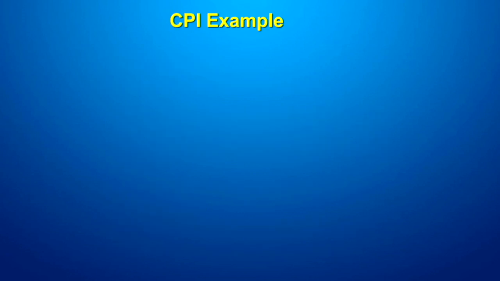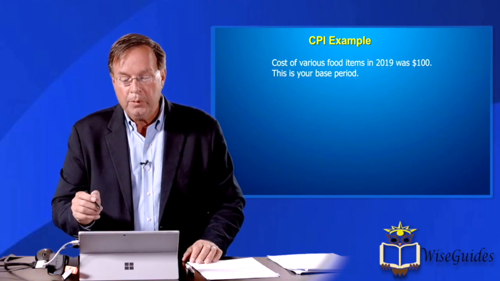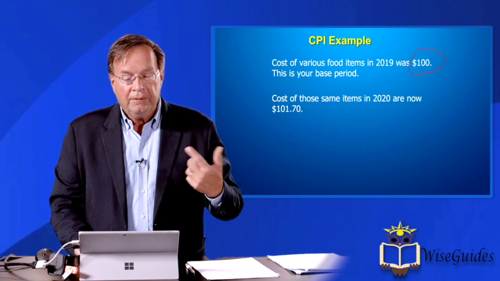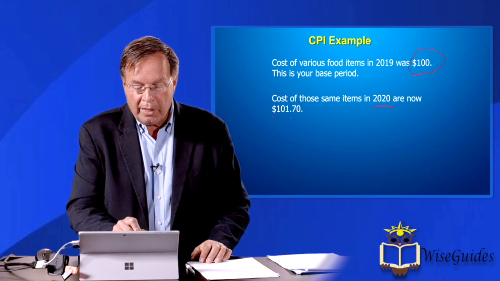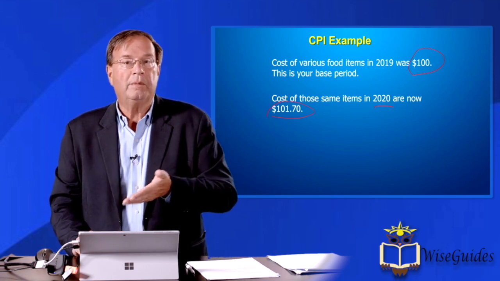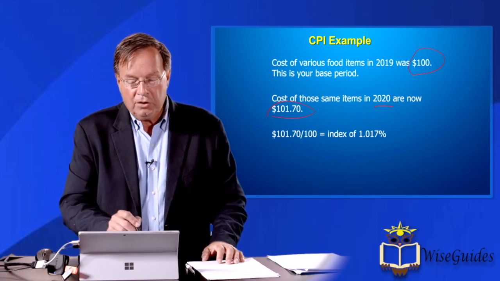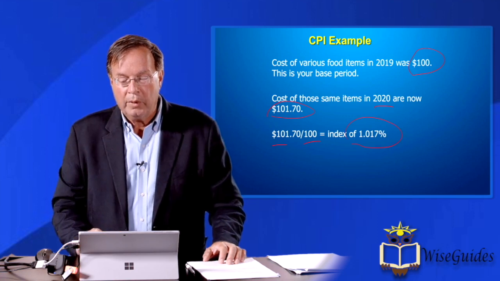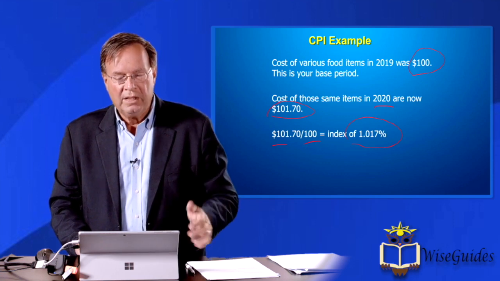And what I want to give you is an example of how this works, and these are make-believe numbers, but it gives you a sense that if you went out in 2019, you bought a bunch of stuff, you bought a bunch of food, and that food cost you $100, that would be considered to be your base period. If in the next year you bought the exact same thing, and those same things next year cost you $101, you know that you have some inflation that's going on because the same thing costs you more money. So what happens is you put the increase over your base period, and that gives you an index of 1.017. So things went up. You have a cost of living increase of about 1.7%.